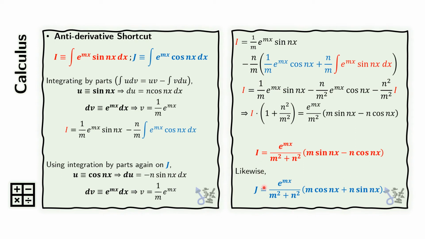Notice that I and J are very similar. This term here is the same as this. The coefficients m and n are the same. The only difference is that here we have a sine, then a negative cosine. Here we have a cosine, then a positive sine. Notice that here we have a sine, and the original integral also had a sine. Here we have a cosine, the original integral had a cosine as well.